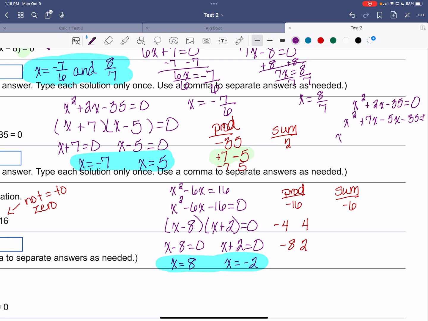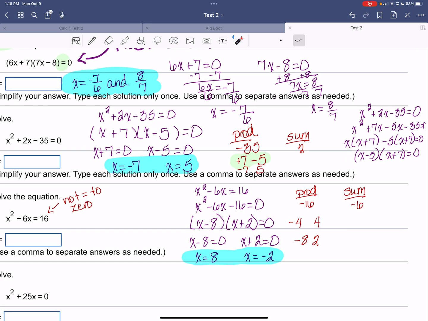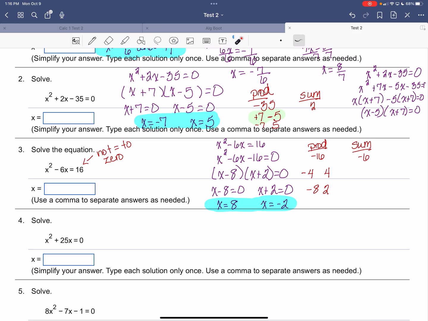So you would take an x out of both of these. You get x plus 7, and then a negative 5 out of both of these. And then you are in the same spot. And that is completely fine. We just are able to skip this part right here only when there's a 1. Okay? But writing it out completely is completely fine. And it hones in your skills.